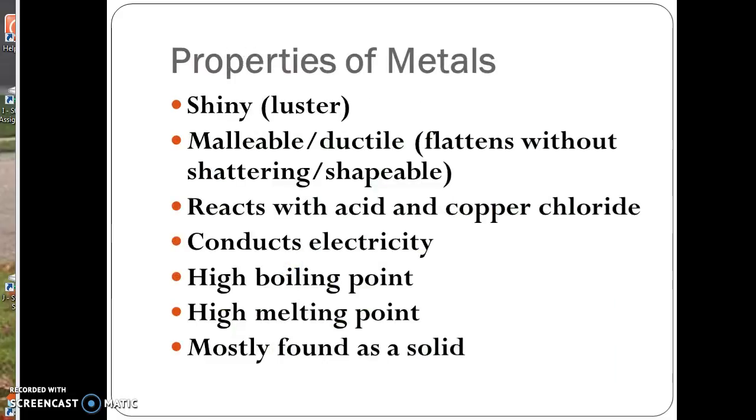Metals are going to be shiny in their luster, so you look at them, they're going to be pretty and shiny. Any element that is a metal will be malleable or ductile, which means that if you hit them with a hammer, they're going to flatten out. They're not going to break. It basically is saying you can shape them into different shapes, which we know to be true of metals as we use metals to form a lot of different shapes.